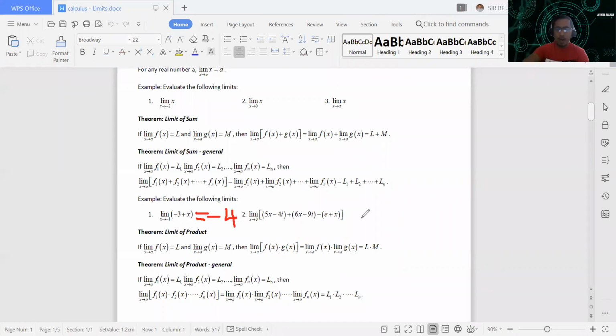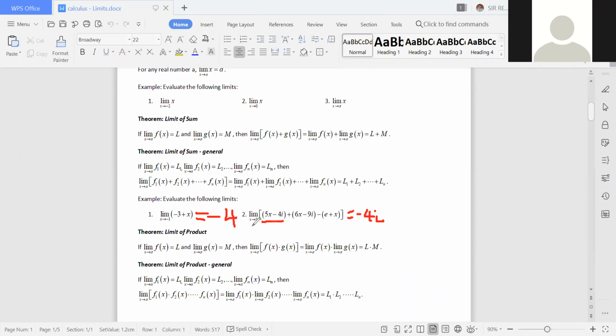Okay. Now, how about number 2? When I look at the functions, 1, 2, 3, right? So there are 3 functions. If you evaluate the first function, what is the answer? Negative 4i. Are you familiar with that i? Imaginary number? Complex number? You have encountered that in junior high school.